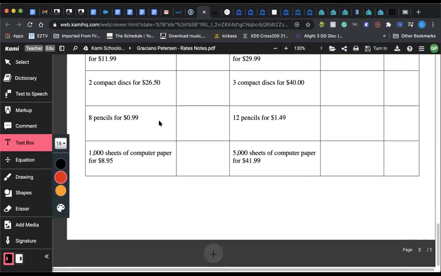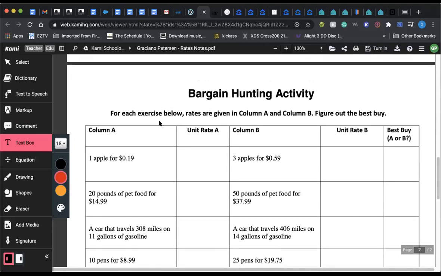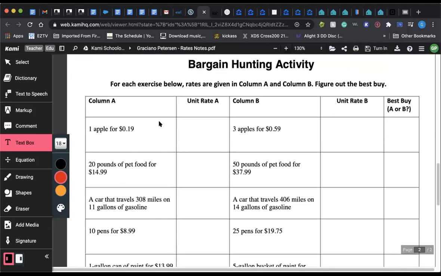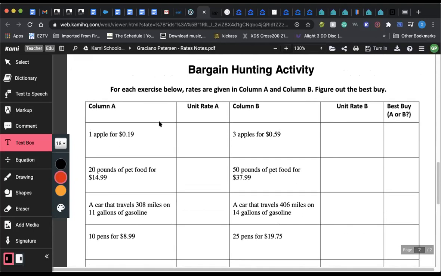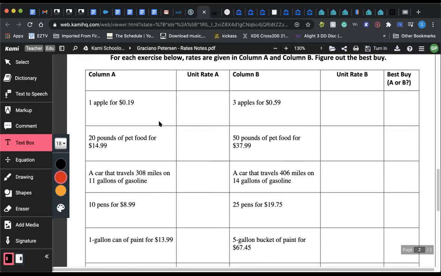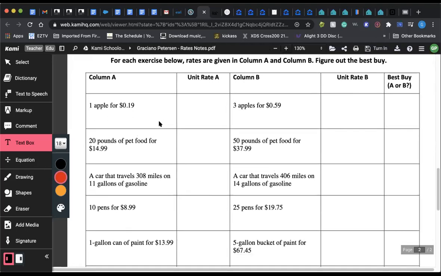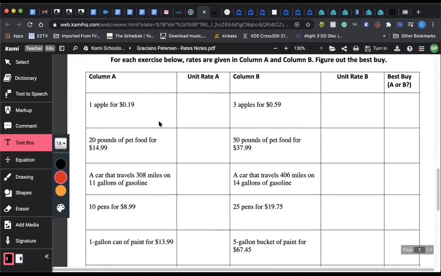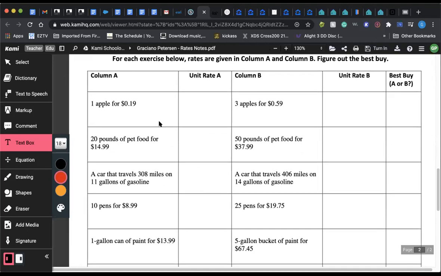All right, so we're going to do some bargain hunting. On this last page here, we're going to figure out which one is a better buy, column A or column B, for each item, right? So we have the prices, we're going to figure out the rates and then figure out which one, A or B, is the better buy. For the first one, apple for 19 cents. So the rate obviously is just going to be 19 cents per apple, right?